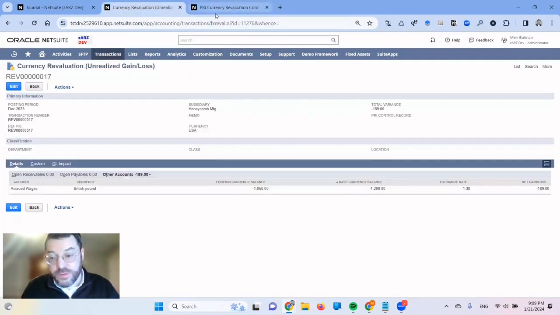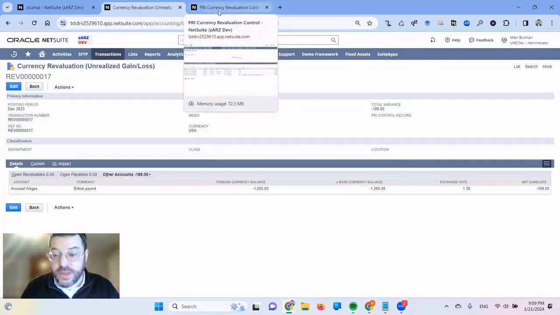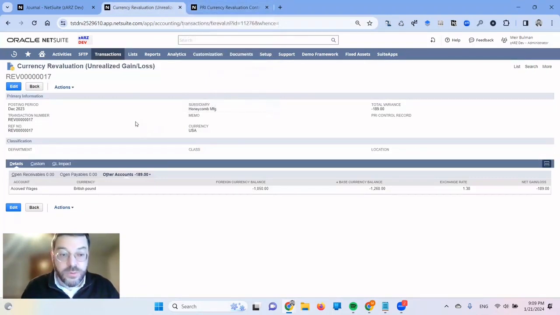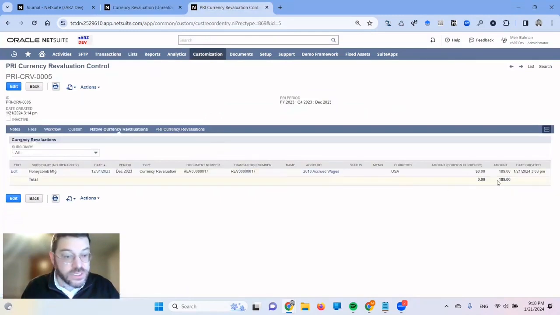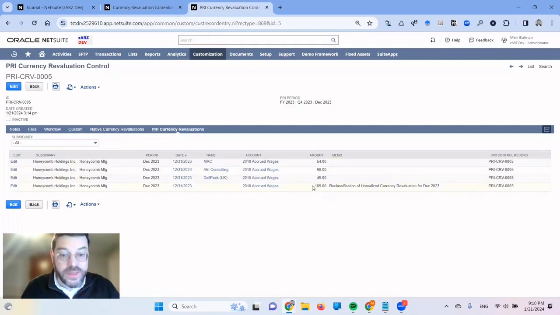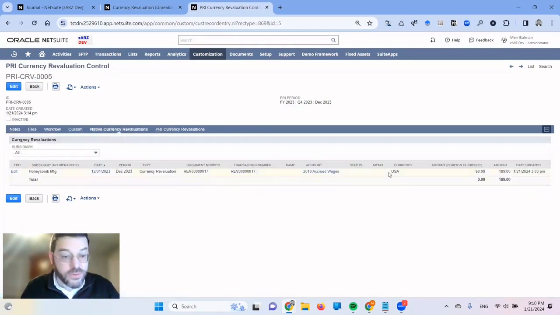Again, we do that with queries in the background that are essentially reproducing what NetSuite does, the algorithms that NetSuite uses to produce its own native currency revaluation. And again, this control record gives the user a way to easily see that it does tie out and that we have reclassed what natively has already been processed.